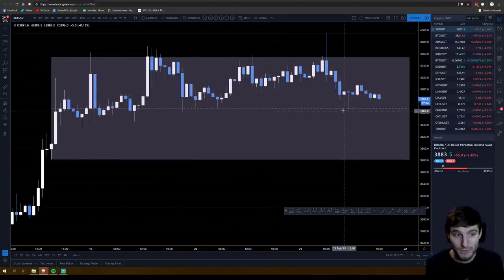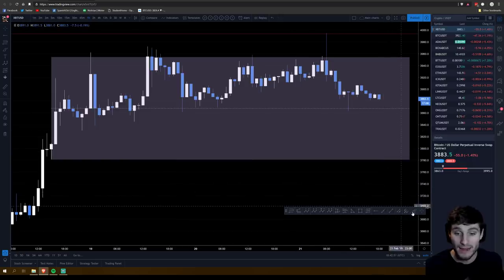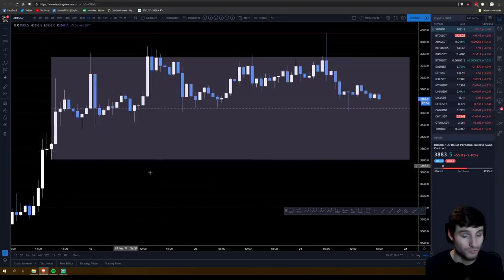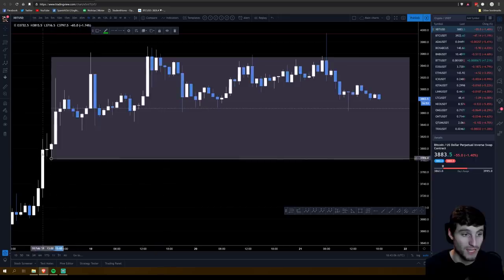Should we break down from the middle of this range, I want to have an idea of where we could be finding support of a channel. Obviously this is not a confirmed parallel channel at the moment, but it's something I like to do in my trading. Should we break down, I have a rough idea of a potential buy area for me.